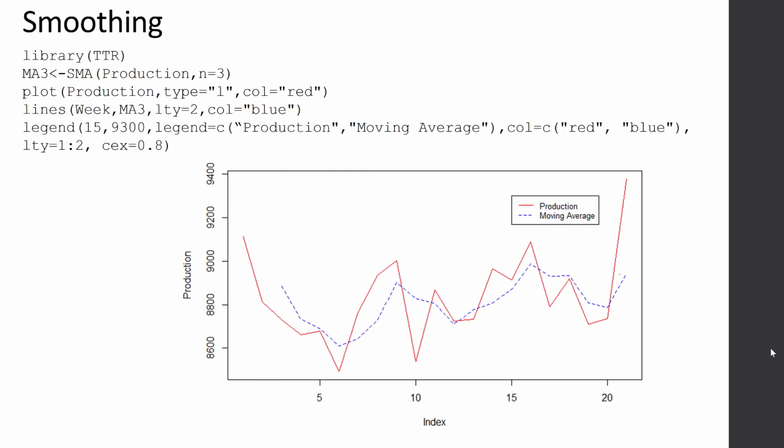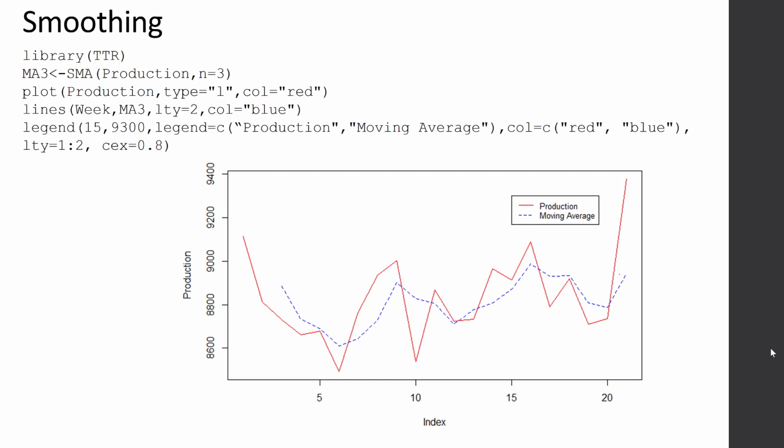All right, so we're going to install a package called TTR and then load it using the library(TTR) call. It has a function in there for the simple moving average called SMA. So I did SMA on the production column with my number, my N, equal to 3. It takes n equal to 3 in the function.